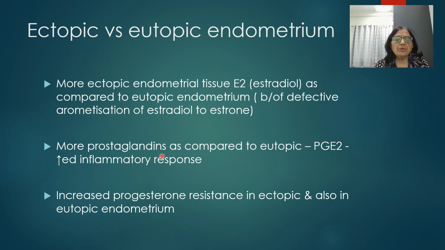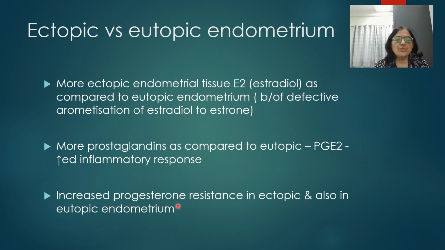Prostaglandins are more. The amount of prostaglandins secreted or present is more as compared to eutopic, especially prostaglandin E2, and this triggers a further inflammatory response so that endometriosis becomes a chronic inflammatory condition.